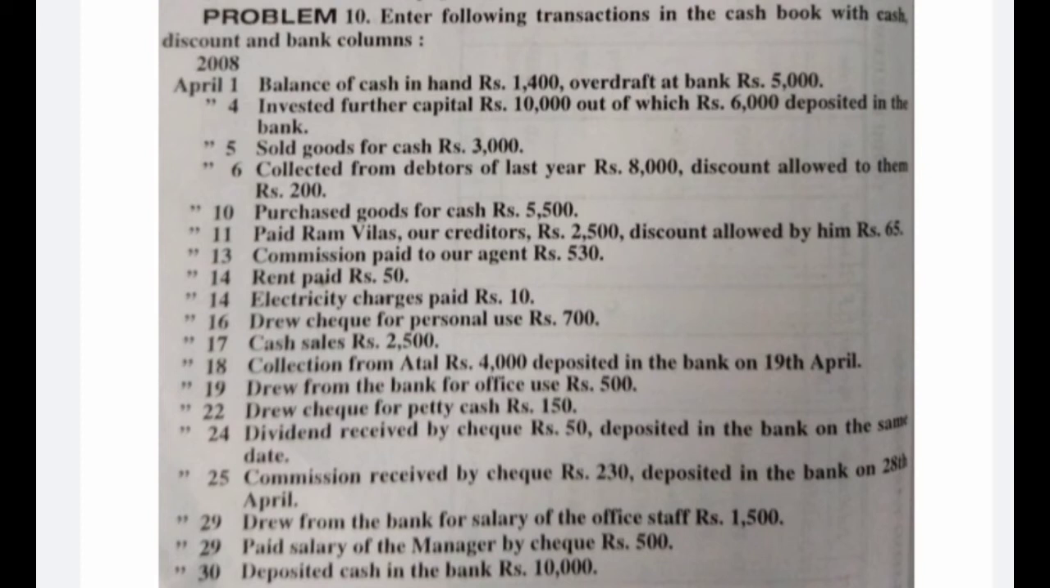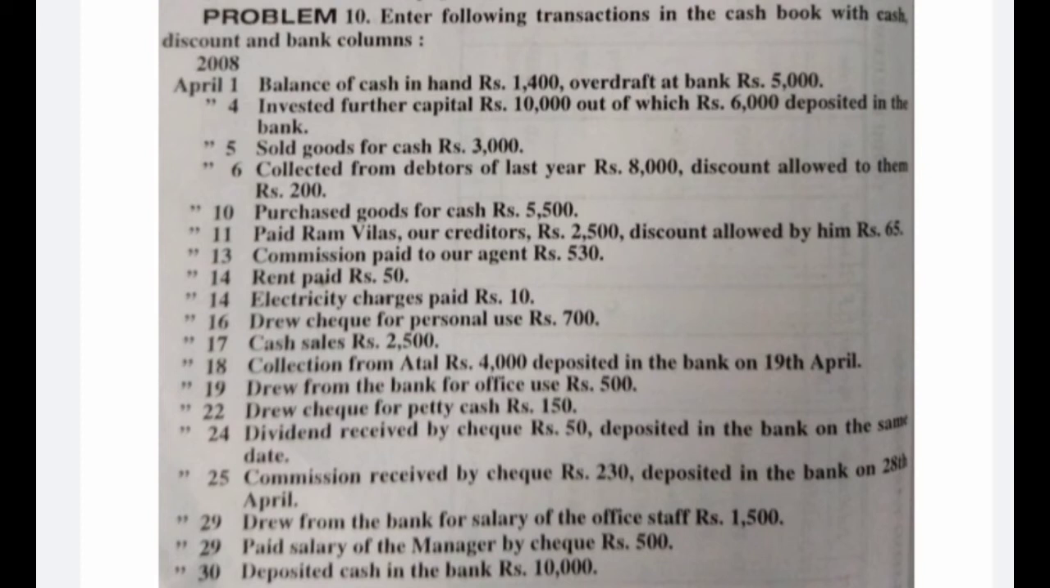Invested further capital of rupees 10,000. So entry would be cash account debit to capital account. So cash is on the debit side, debit the cash column. Okay, and out of which 6,000 is deposited into the bank. So it is a separate entry we need to record as contra entry. So here the entry will come as bank account debit to cash account 6,000. Okay, I will tell the entries and you just understand like this, and you know however what to post in the ledger. Okay, it is very similar to the problem number 6.